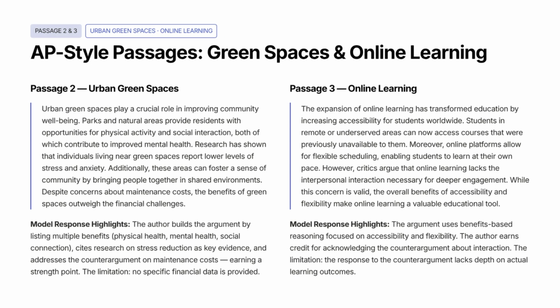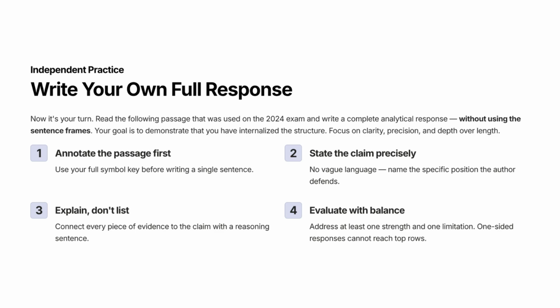Here are two more AP-style passages, one on urban green spaces and another on online learning. For the green spaces passage, the author builds a benefits-based argument, citing research on stress reduction, and addresses counterarguments. For online learning, the argument focuses on accessibility and flexibility, but is limited by a lack of depth on learning outcomes.